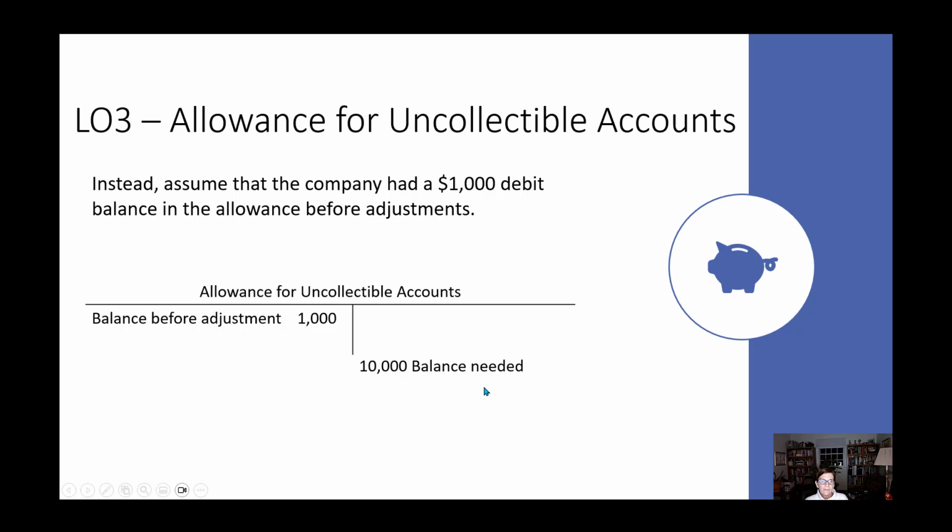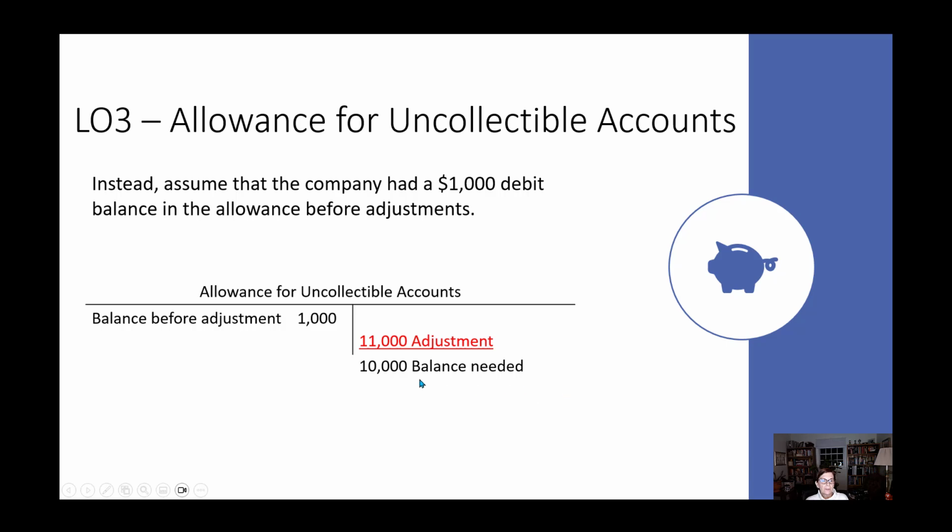Well, if you have a negative $1,000 and you need to get up to $10,000, you have to credit the account for $11,000. So remember that when you have a debit balance, you have to add these two numbers together to get the amount of your adjustment. And if you're not sure, because often students will get tricked with this, double check. Take your 11 minus your 1, and that gives you 10,000, which is what you want in your account at the end of the year.